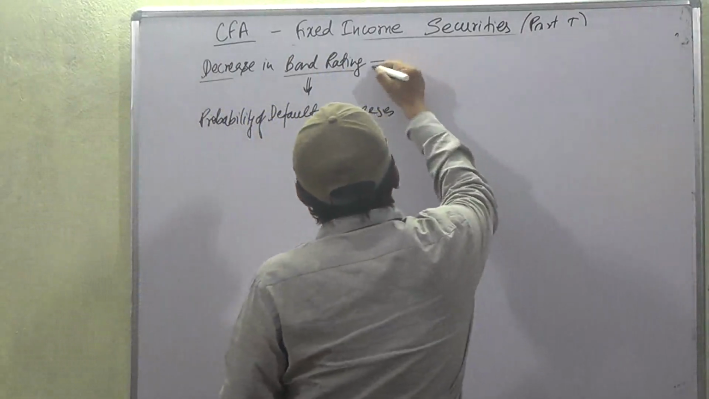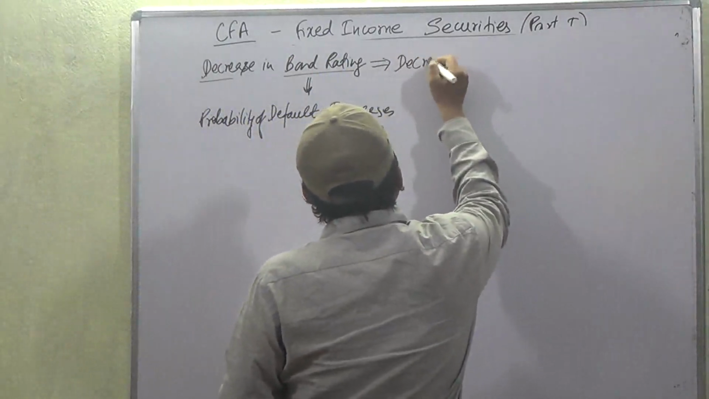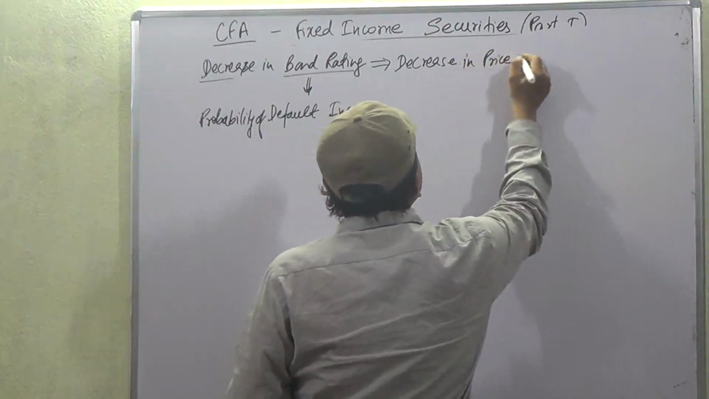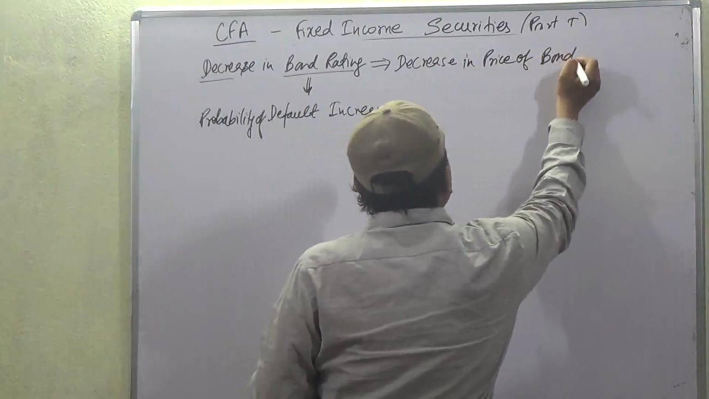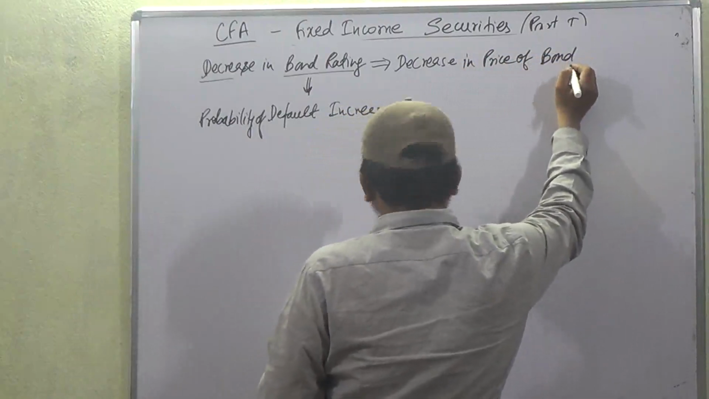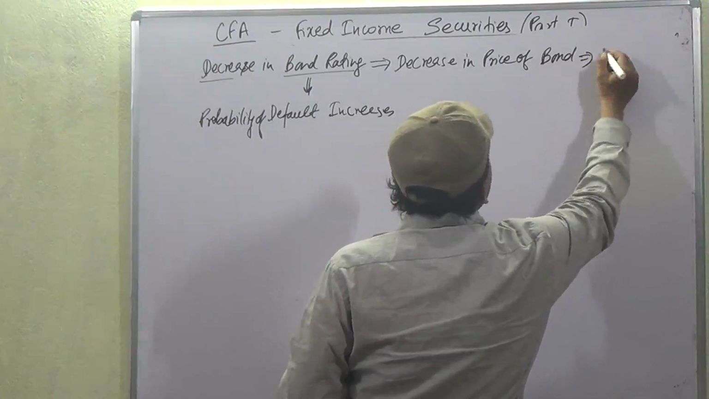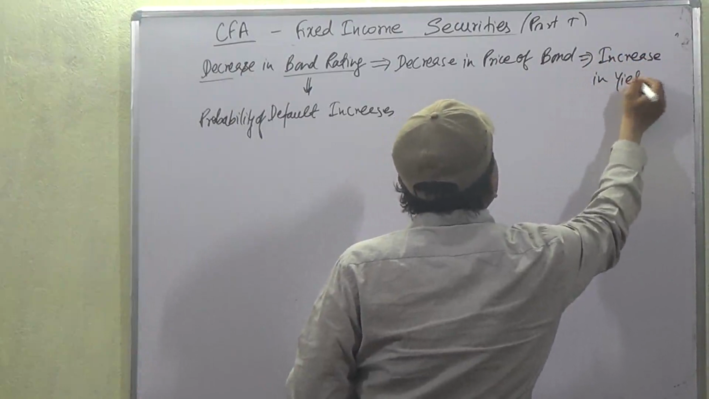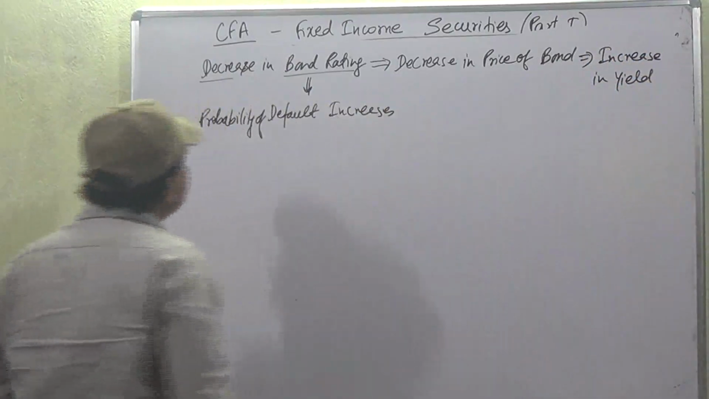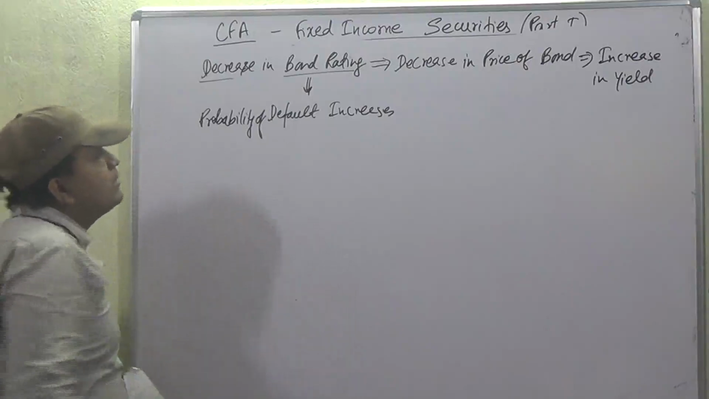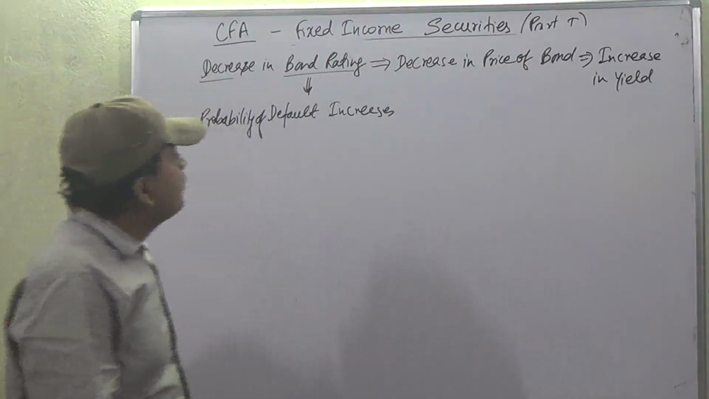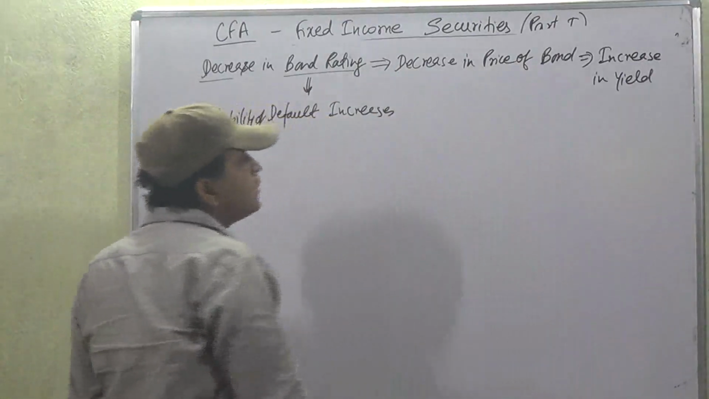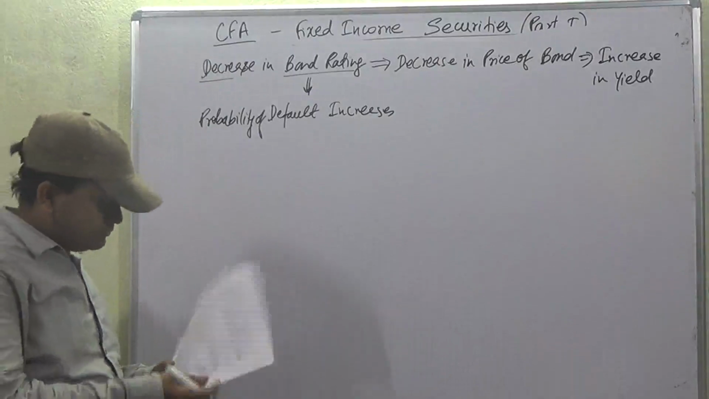So it will give a direct impact on a decrease in the price of the bond, which means an increase in yield. That is the point. So if there is a decrease in the bond rating, that means definitely there is an increase in the probability of failure or default. So that means there will be a decrease in the bond price, but the yield will increase. Okay.